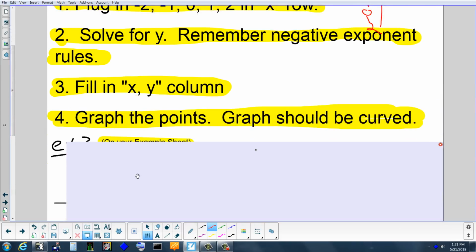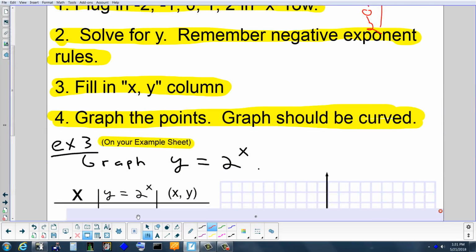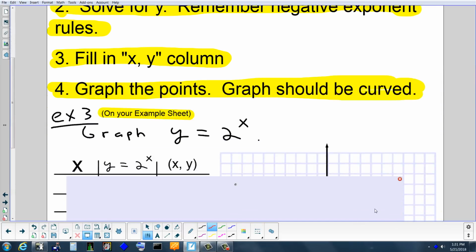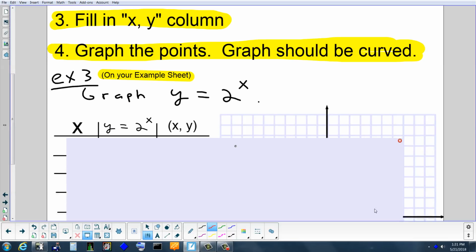graph the points. You'll have 5 coordinates now because we have 5 x values: -2, -1, 0, 1, 2. You have those values. We're going to graph it. Remember, it's nonlinear, which means the line's not straight. It should curve up, and it should curve up to the right. It'll start on the left, and then it'll go up to the right. All right, so let's look at it.